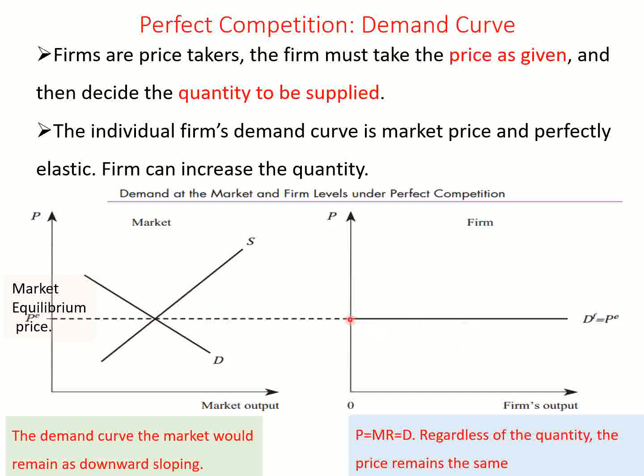Thus, the demand curve for a single firm in a perfectly competitive market is equal to the price. It is equal to the price. It is even equal to marginal revenue. Marginal revenue can be defined as the revenue obtained with the last output sold. Regardless of the quantity, the price remains the same. So here, the firm can sell any quantity at this given price.